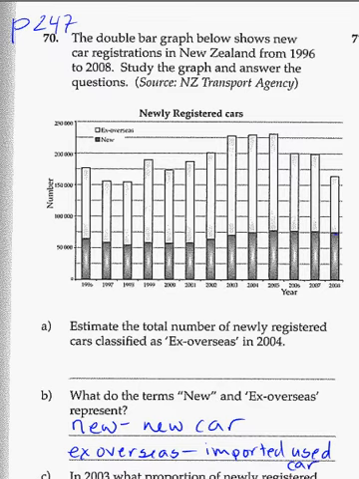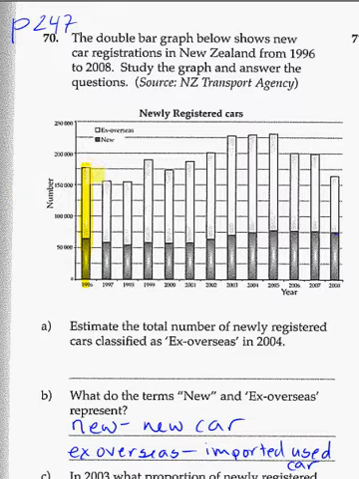So we are on page 247, question number 70, looking at a double bar graph that shows the new registration of New Zealand cars from 1996 to 2008. So the double bar graph, we just have to be a bit careful about how it actually shows us the data. So the total length of the bar is the sum of both the X overseas and the new cars. So the height that the bar reaches in the end, that's the total number of cars.